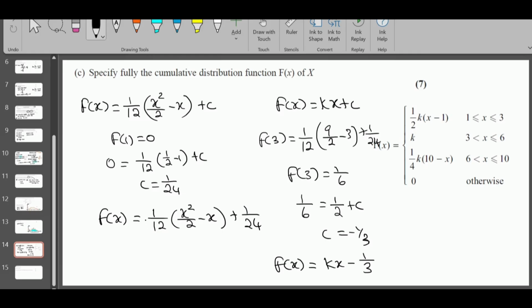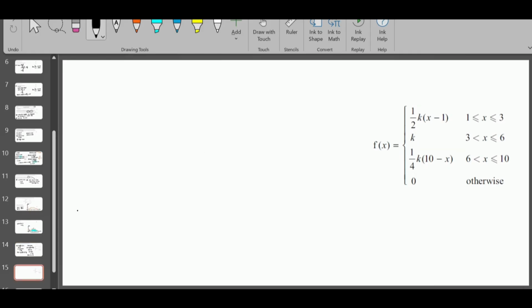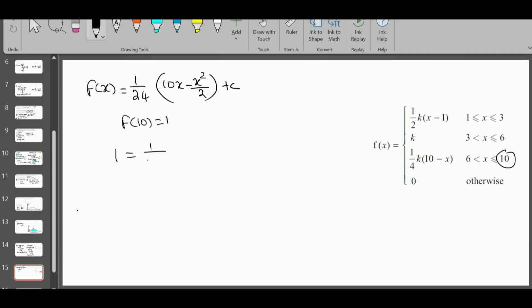I'm going to integrate the last one now. So when I integrate the last one, k over 4. K is 1 over 6. So 1 over 24. 10 becomes 10x. X becomes x square over 2 plus c. The upper limit is 10. So I'm going to sub in F of 10 is 1. So 1 is equal to 1 over 24 times 10 times 10 minus 10 square over 2 plus c. Get the value of c.